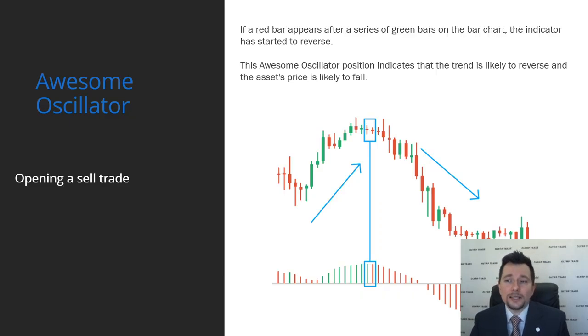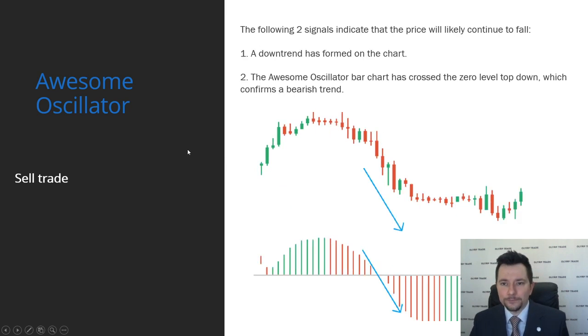Now, the awesome oscillator's position, whether it is below or above the zero line, will indicate if the trend is likely to reverse and the asset price is going to fall. So right here, we are at the top. There was a change in trend, a change in momentum, and we fell. Here we have from the red bars. Oh, you guys can't see that. Let me show you another example.